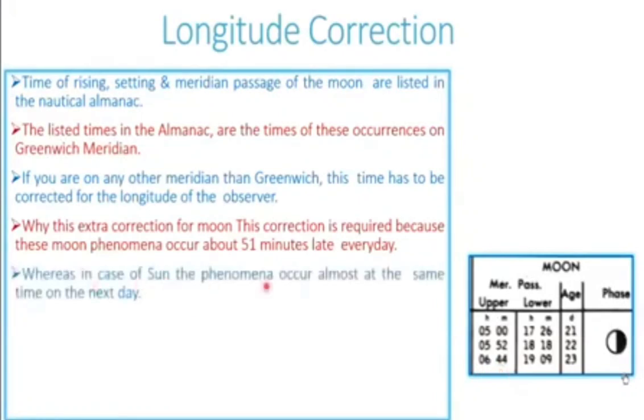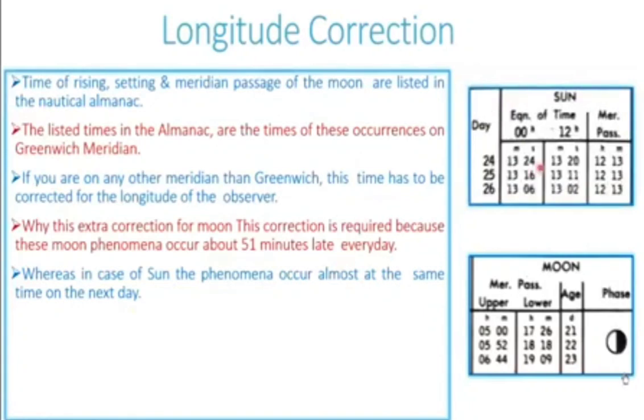Now, in the case of the sun, these phenomena occur almost at the same time on the next day. Let me now show you the figures for the sun also on the same day. You can now have a look at the sun's information. You can see on the 24th, the meridian passage of the sun occurred at 1213. On the next day, the 25th, again the meridian passage occurred at 1213, and on the 26th, the meridian passage of the sun occurred at 1213 hours. So you can see that in the case of the sun, the phenomena occur almost at the same time on the next day. The maximum difference which can be there in the case of the sun is 1 minute. Whereas in the case of the moon, there is a delay of about 51 minutes day after day.